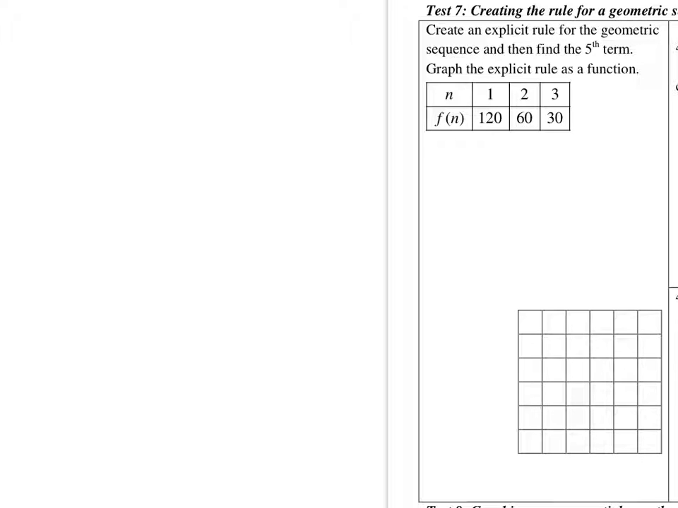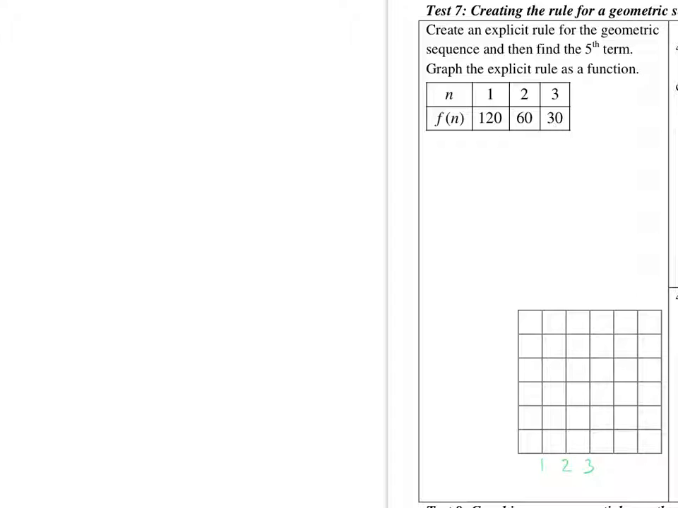We know our n's are down here, so just put 1, 2, 3. Let's go ahead and do that. And then we're going to put these numbers on our y-axis. It's called an Fn. Now, the biggest number there is 120. So I need to get 120. So I've got to fit 120. I also have a 60 and a 30.